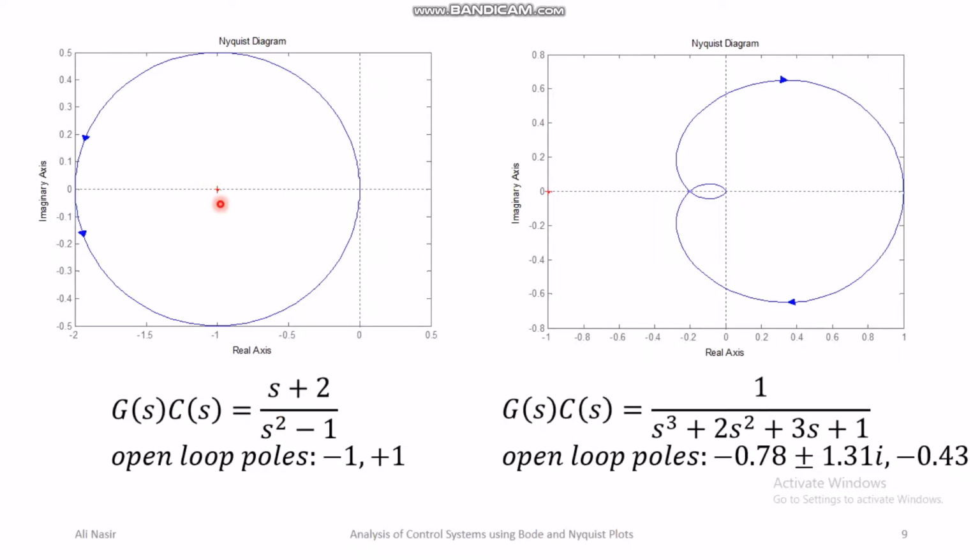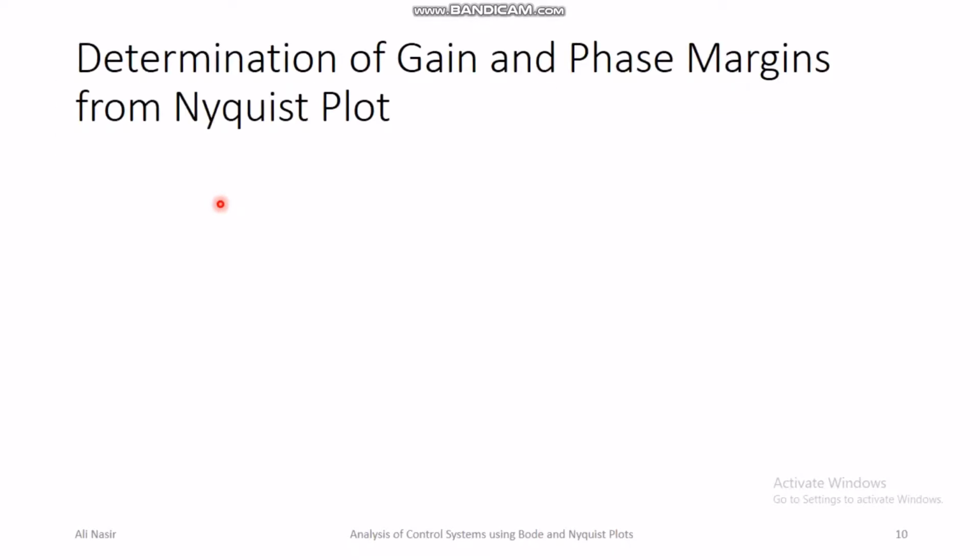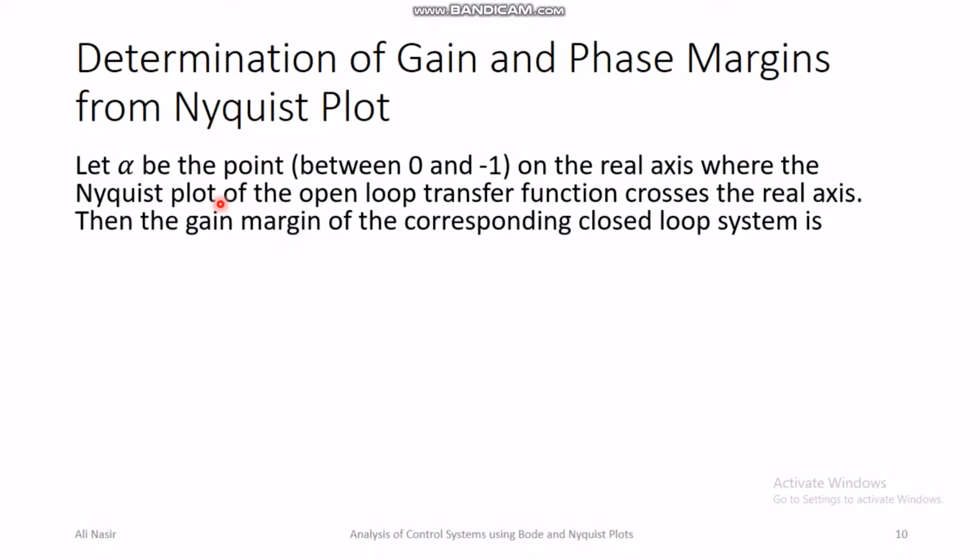Alright, so next we look at how to determine the gain and phase margin from the Nyquist plot. Let alpha be the point between 0 and -1 on the real axis, where the Nyquist plot of the open loop transfer function crosses the real axis. Then the gain margin of the corresponding closed loop system is the absolute value of 1 over alpha. So this is how you determine the gain margin from the Nyquist plot.